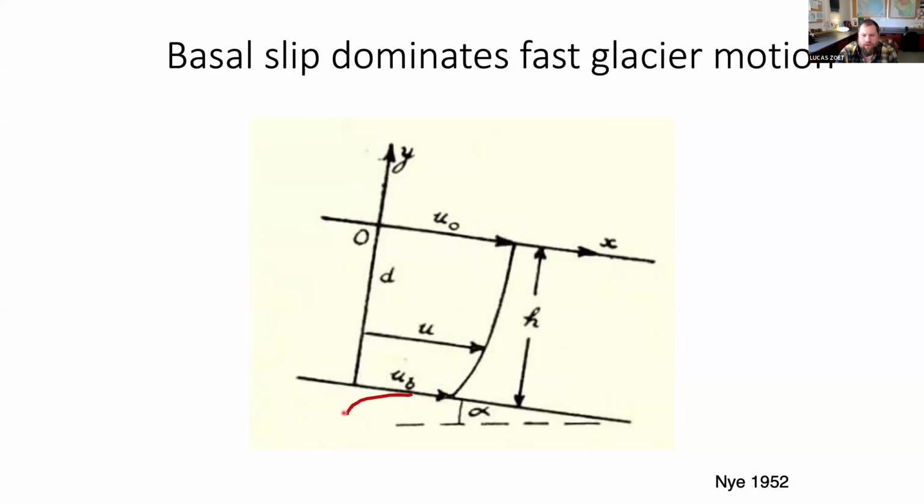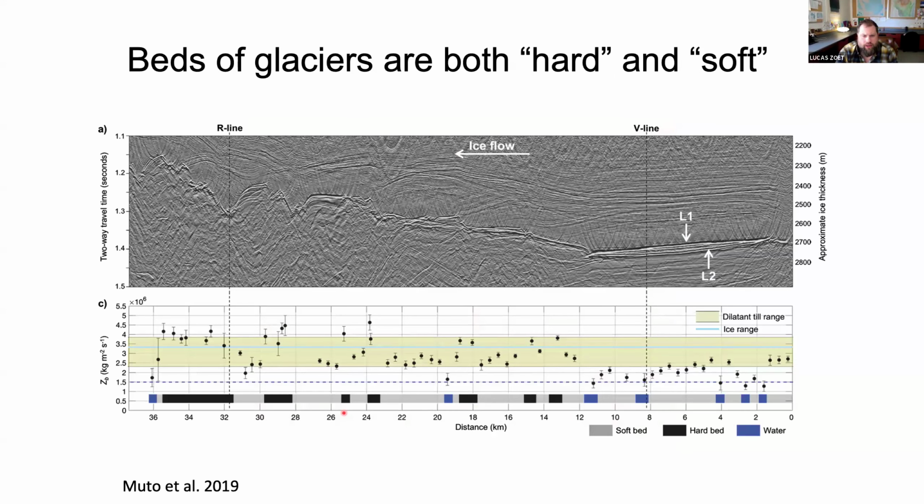And we know from studies like this one from Matsumoto, where people have looked through the ice in a place like Antarctica and mapped the bed, that the bed is composed of both hard and soft. This is an active seismic survey, and you can see this sort of break right here that I'm tracing.